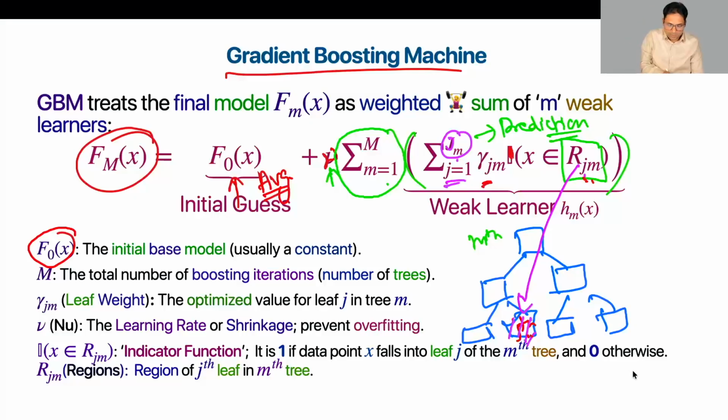Okay, so f0(x) is the initial guess, the base model, usually a constant, and this is the average for mean squared error. M is the total number of boosting iterations, or number of trees. Number of iterations equals number of trees. How many times you are iterating?